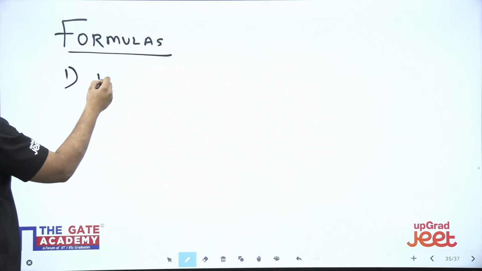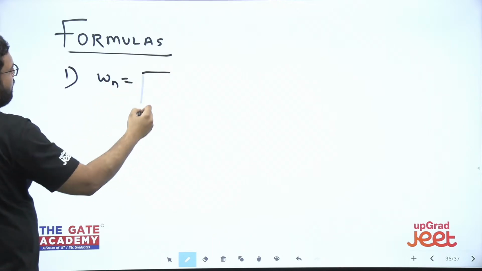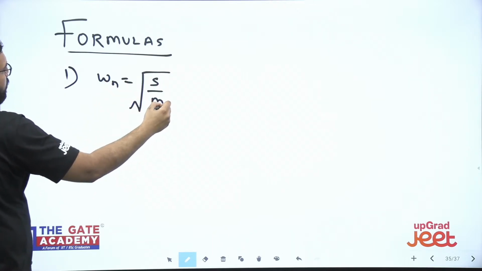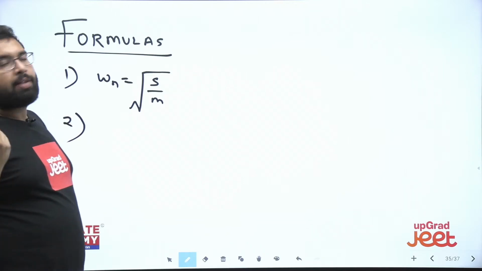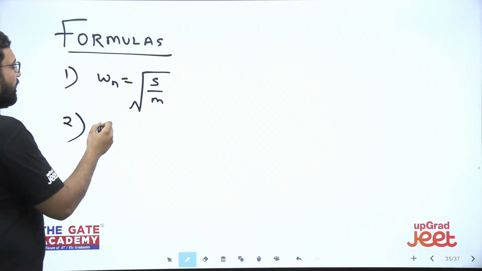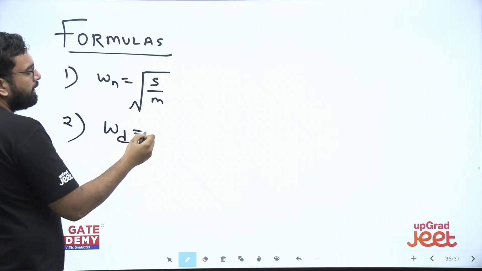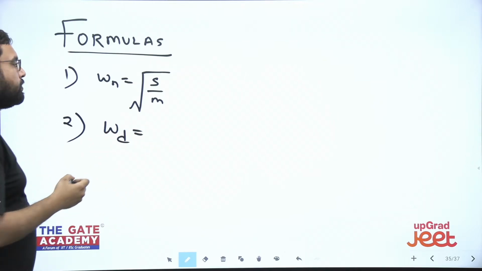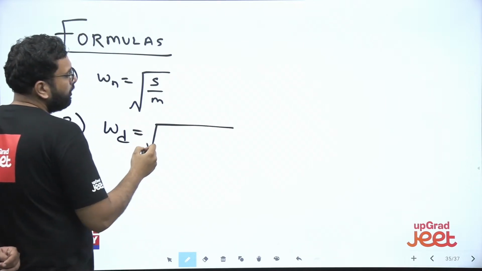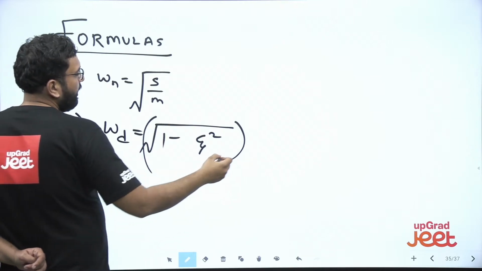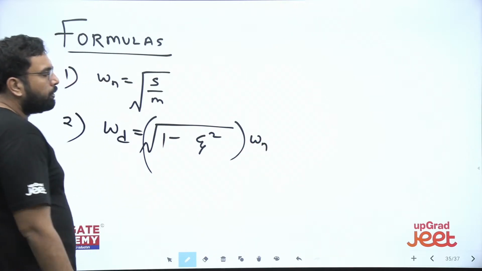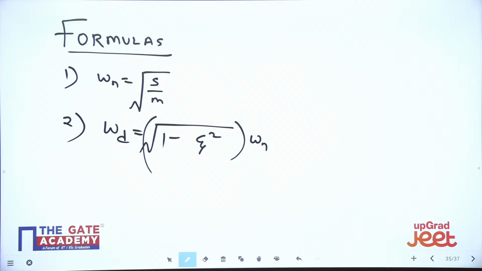So omega n we already know. It is not going to change at all. It is the square root of s by m. Now, since it is a damped vibration, we will have to find omega d, that is the frequency of the damped vibration system. So it is root over 1 minus zeta square, into omega n.